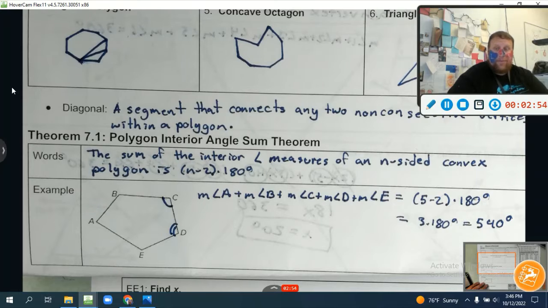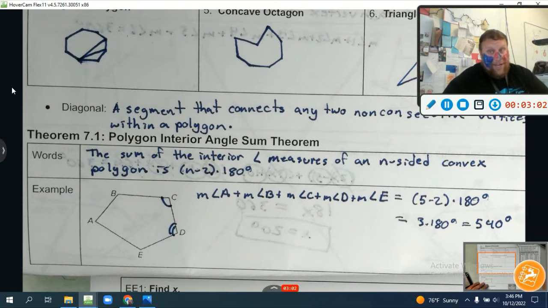Think of a triangle. It's three-sided times 180, right? So 3 minus 2 is 1. 1 times 180 is 180. That's why all triangles add up to 180 degrees.